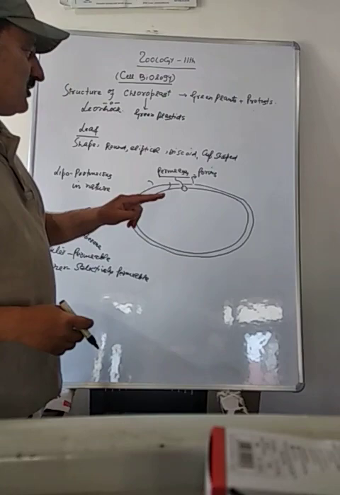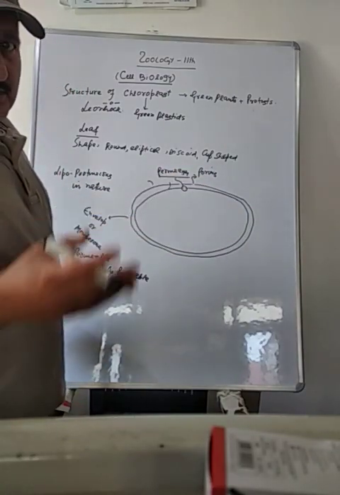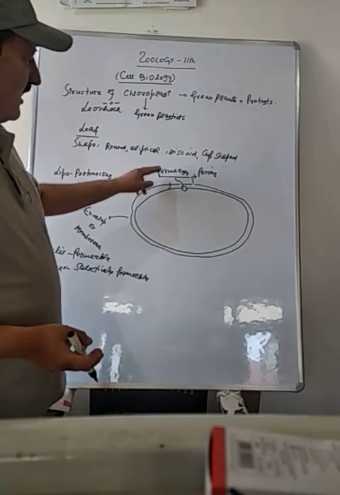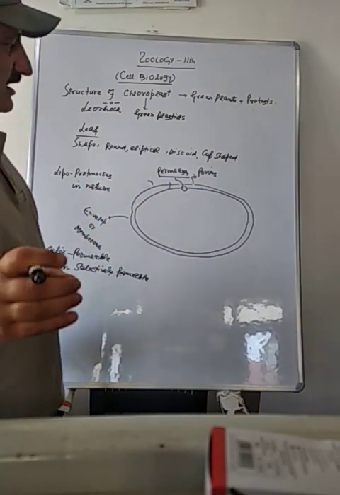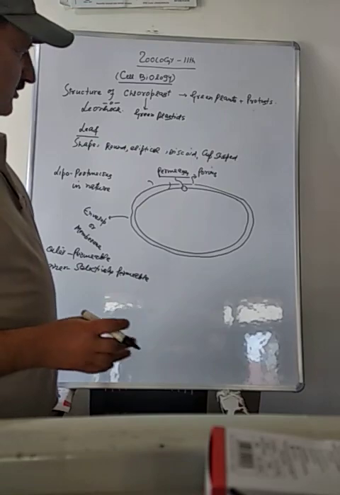Once again, I will repeat. The outer membrane has small pores called porins which allow the material to pass through it. It does not select, anything can pass. Whereas the inner membrane has small proteins called permeases which select the material and then pass it through. Usually there is active transport in it.